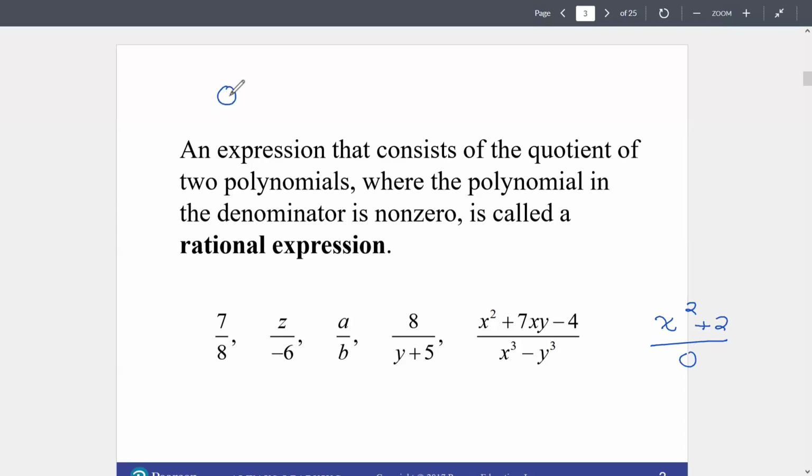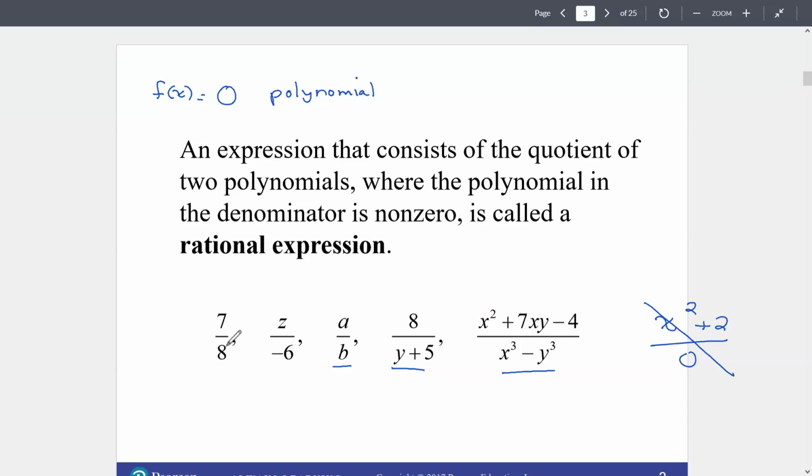Because technically, 0 by itself would be a polynomial, but I cannot have a rational fraction whose polynomial on the bottom is going to be 0. So that's all we mean by that. One of the things we are going to look at is in what cases the denominator would be 0. But like I said, these are examples of your rational expressions.